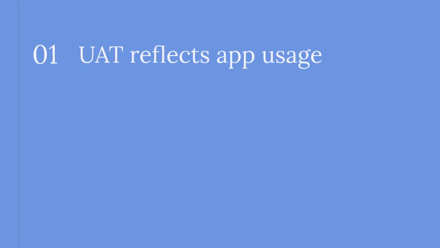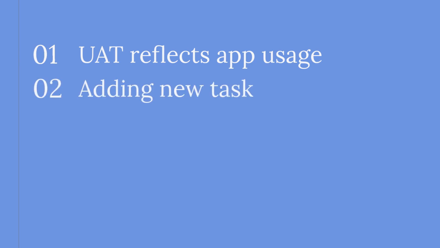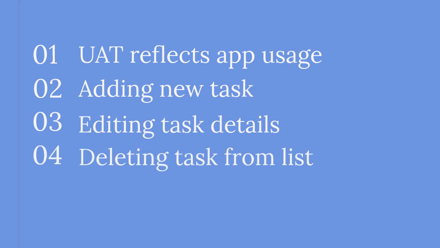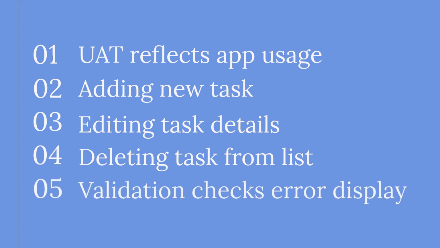UAT scenarios reflect typical app usage. Adding a new task involves navigating to the Add Task screen. Editing tasks requires selecting and modifying task details. Deleting tasks ensures removal from the list. Validation testing checks error message display for invalid inputs.